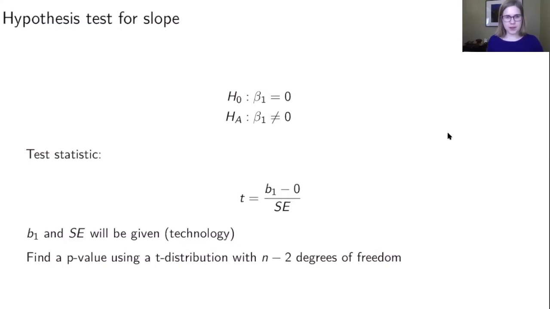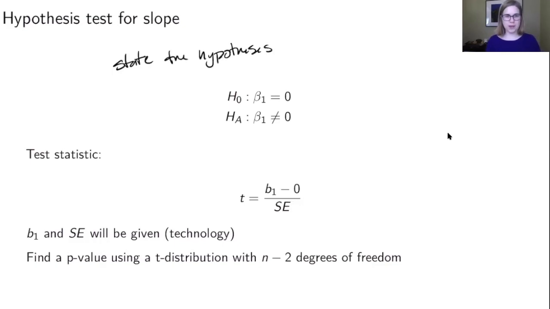So in the last video, we were talking about doing a confidence interval for the slope. Now we're going to talk about our other inferential task, which is doing a hypothesis test for slope. And the first step for hypothesis testing is always state the hypotheses.